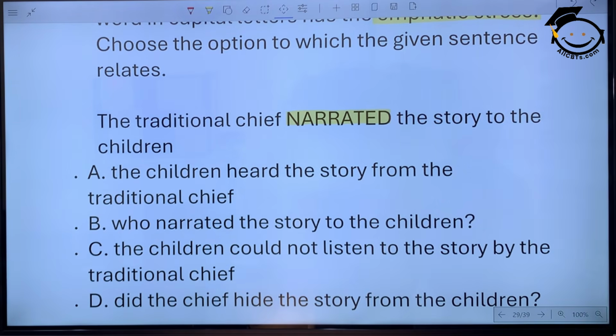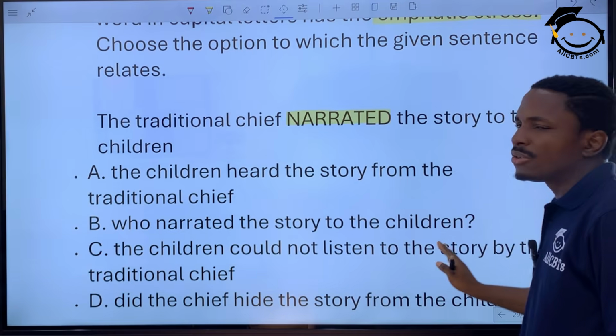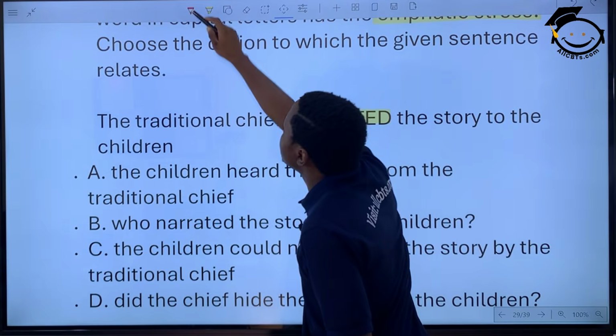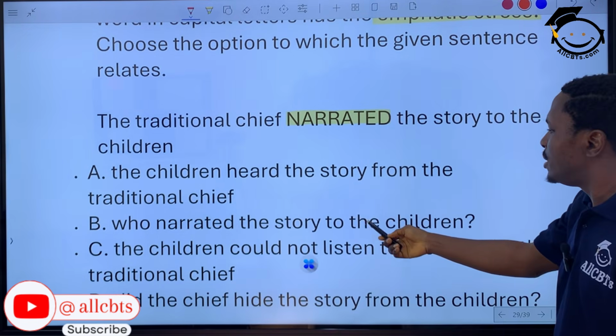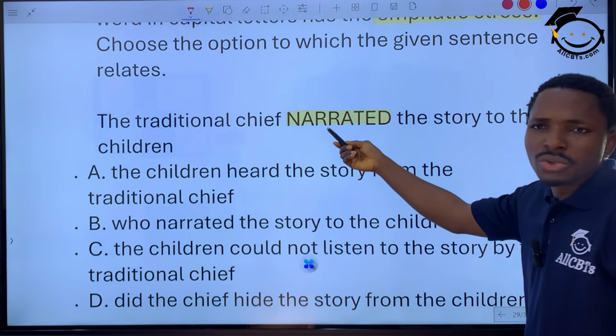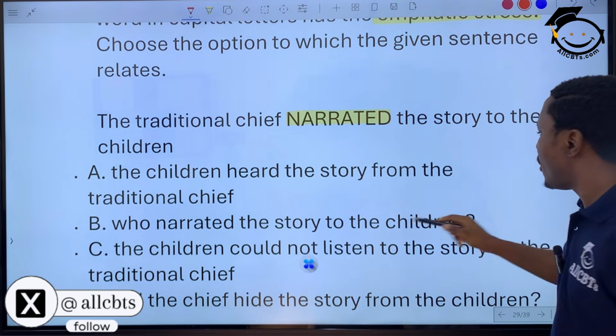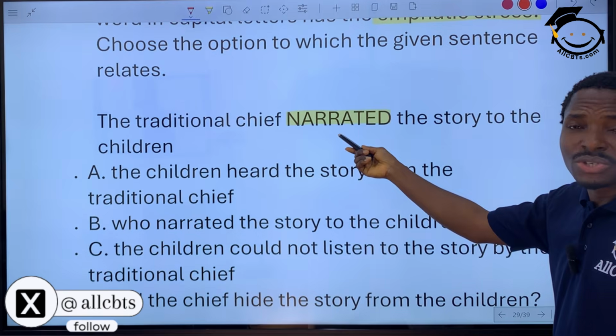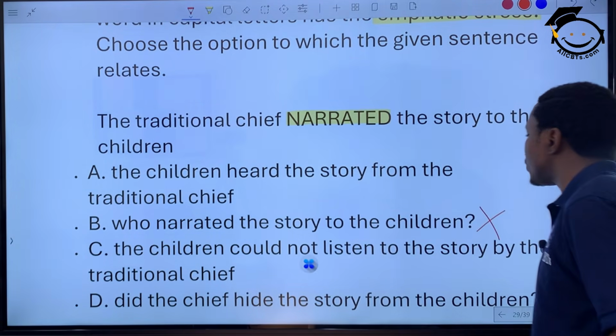Who narrated the story to the children? This one does not even cut it, because it does not question the stress here. It does not connect with the stress word, so we can take it out.